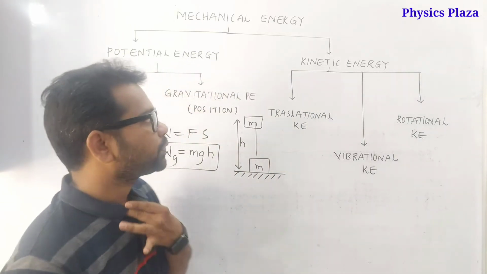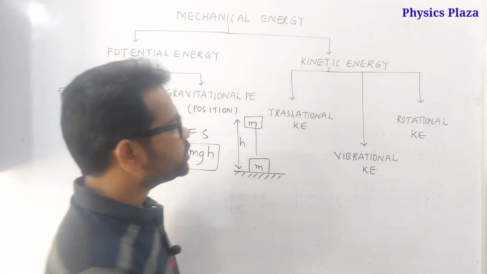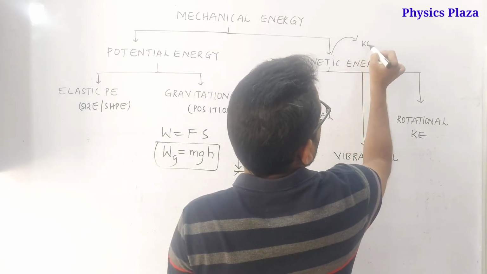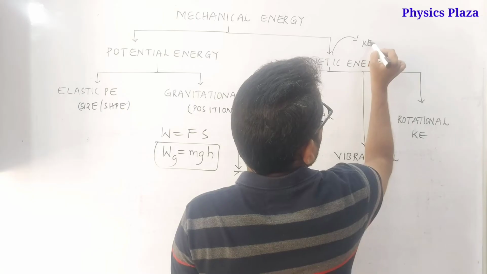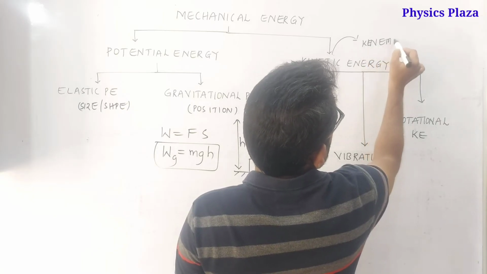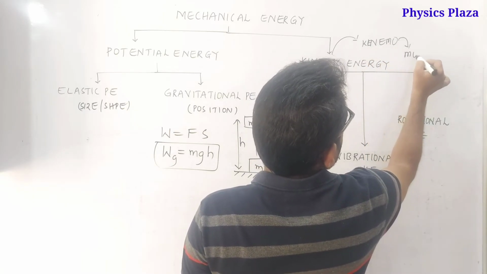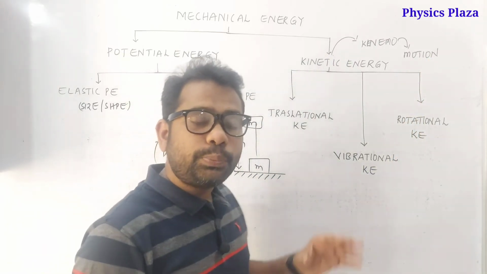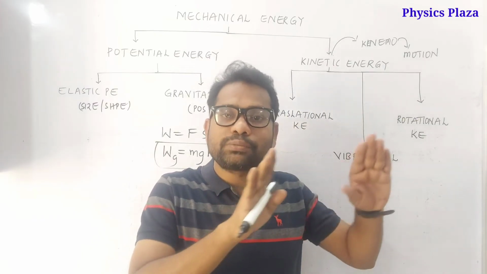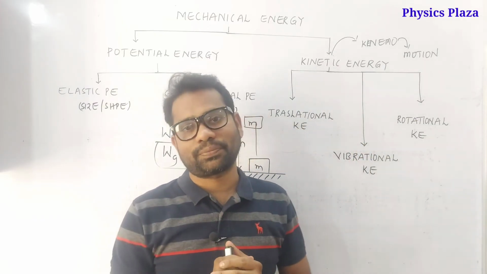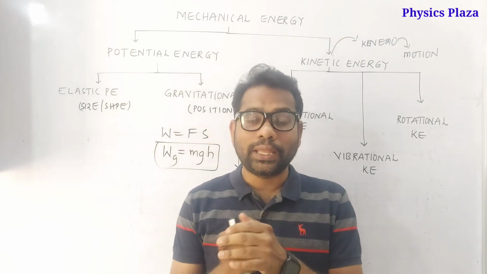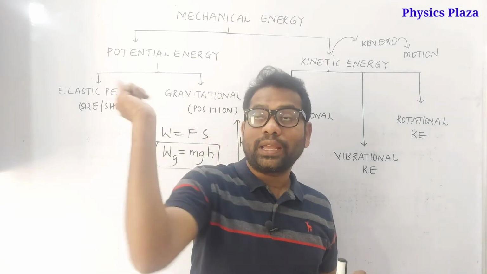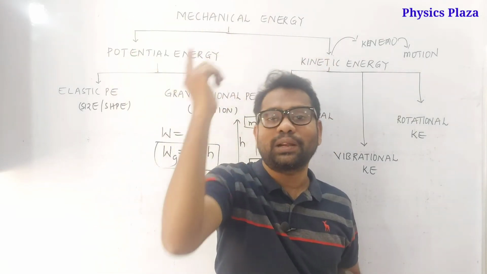Is it clear? Fine. Now come to the kinetic energy. Children, this kinetic word is derived from a Greek word, K-I-N-E-M-O, kinemo. Kinemo means what? It's a motion. The energy possessed by a body by virtue of its motion is called kinetic energy. Children, motion can happen along a straight line path, it can happen like a to and fro, and it can happen as a rotation also along the circular path.